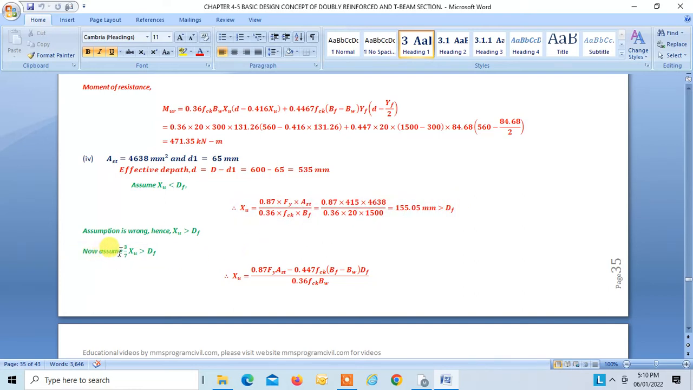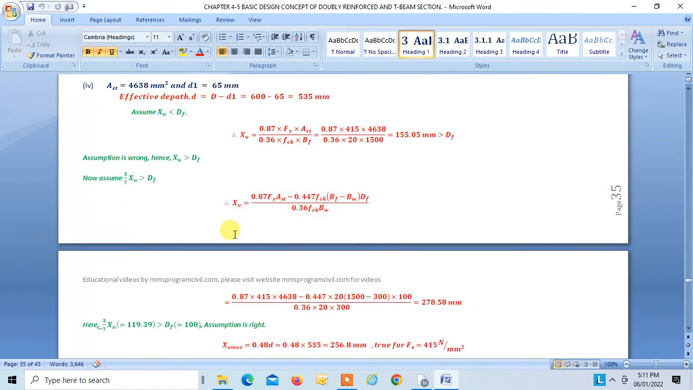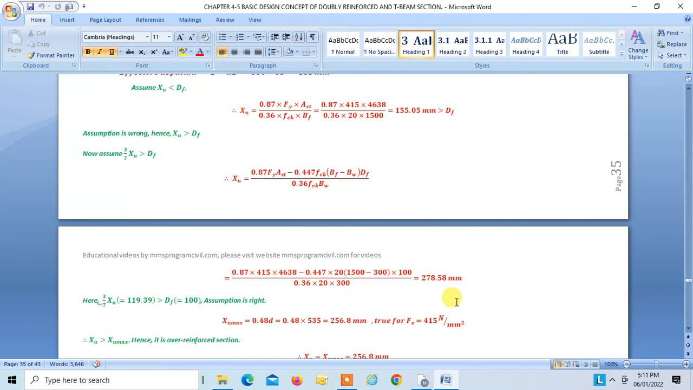So again, assume that 3 by 7 XU is greater than DF. Find your XU. So XU is found to be 278.58. So we have to check 3 by 7 XU is greater than DF. So 3 by 7 XU is equal to 119.39, which is greater than 100 DF. So the assumption is correct.